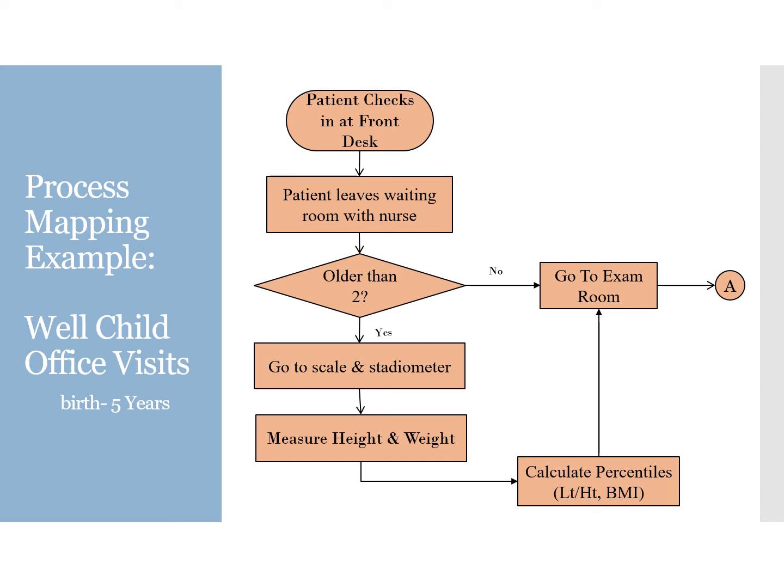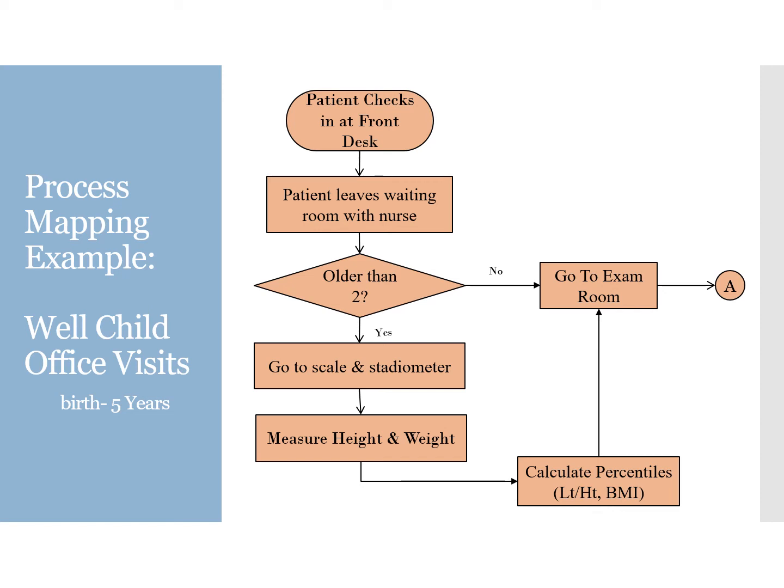So here we look at the patient checking in at the front desk. That's our input. And then we see several rectangles here denoting steps of the process. The patient leaves the waiting room with the nurse. We have a decision to make. Is this child older than the age of 2? If not, they go to the exam room. If they are, then they go to the scale and stadiometer to get their height and weight measured.